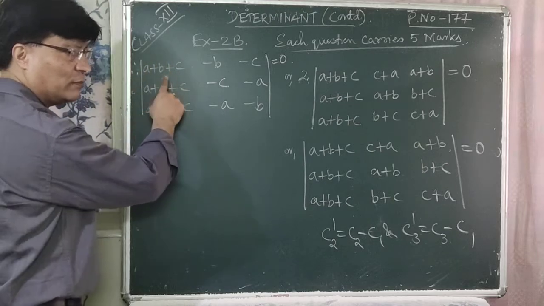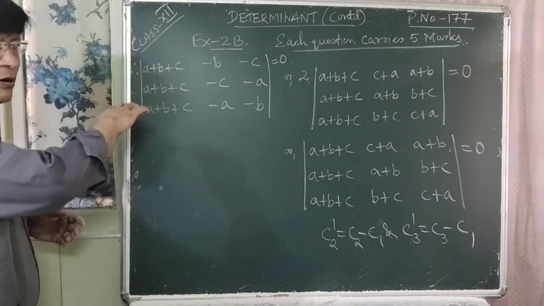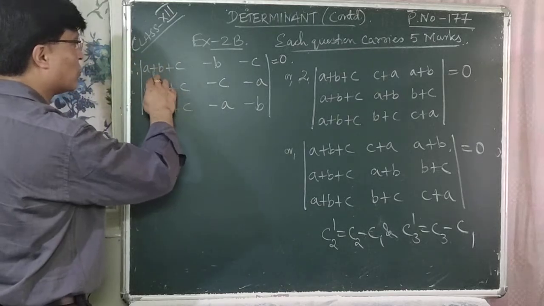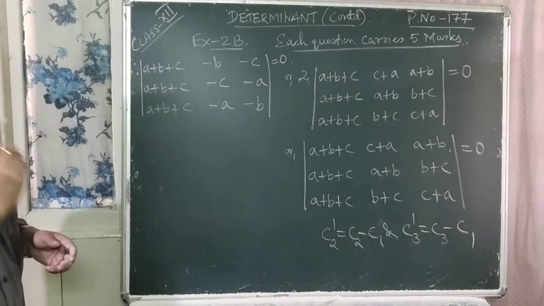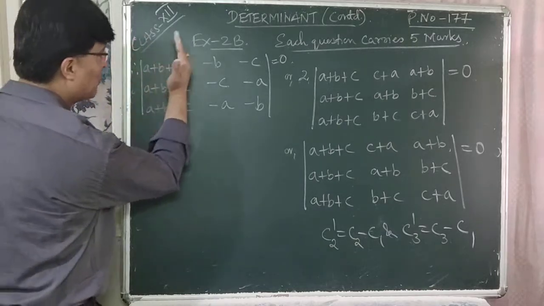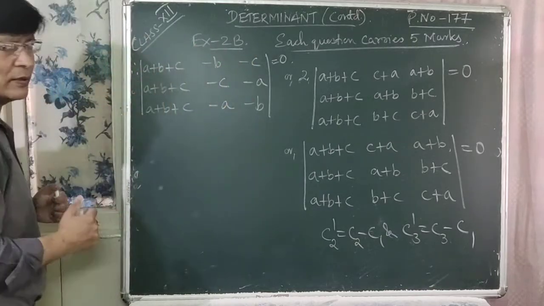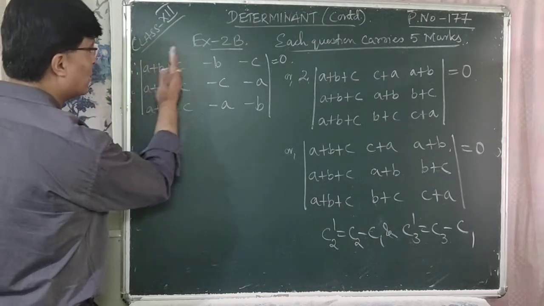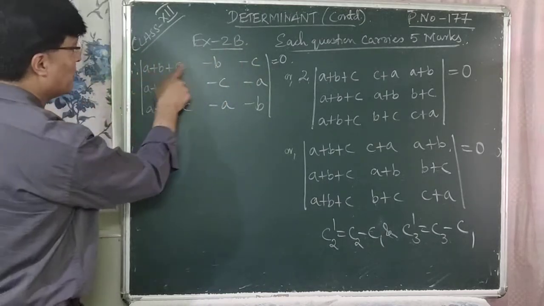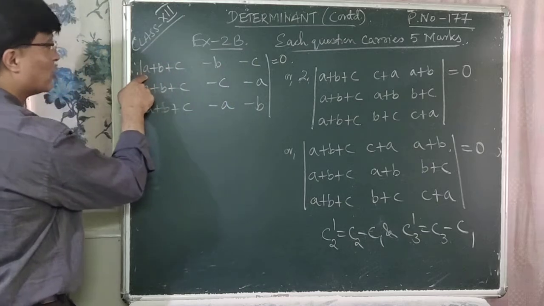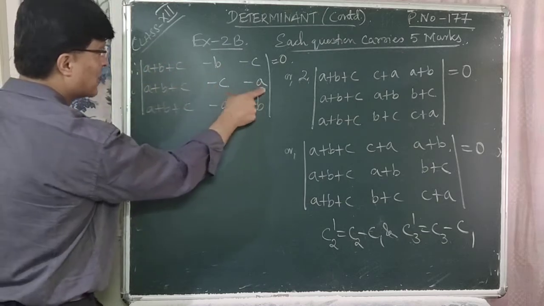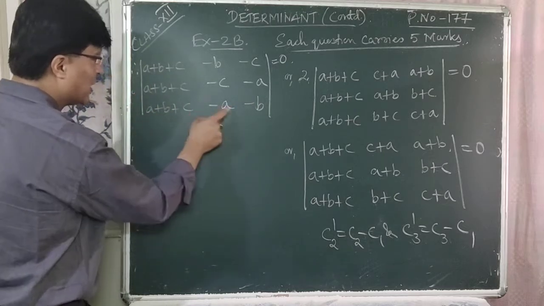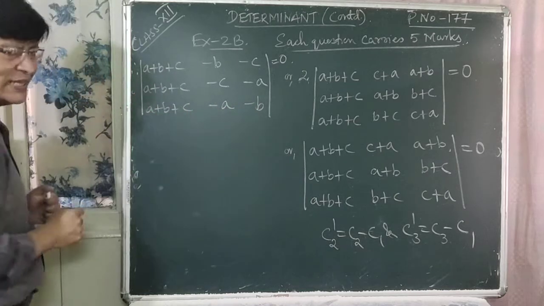Again, you can make the elements in the first column, or you can convert these elements in the first column into single elements by using the property C1 plus C2 plus C3. So why are we doing so? Because if you do C1 plus C2 plus C3, BB gets cancelled, CC gets cancelled, you get only A. Here also CC gets cancelled, A gets cancelled, you get only B here. If these are added, A gets cancelled, BB gets cancelled, you get only C.